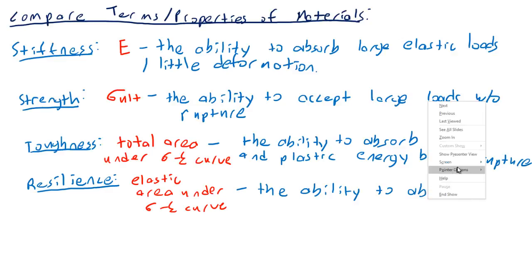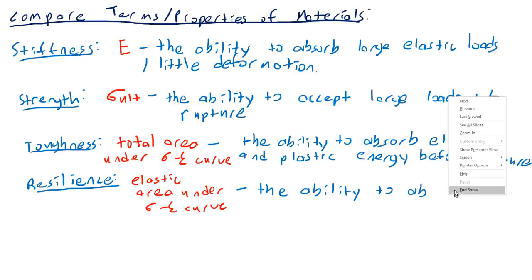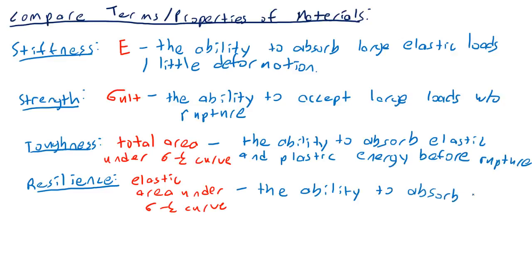So in other words, a very resilient slinky would be one that could absorb a large amount of force or energy without being permanently deformed. The ability to absorb elastic energy. A very unresilient material would enter its plastic range relatively quickly after just a very small amount of force.